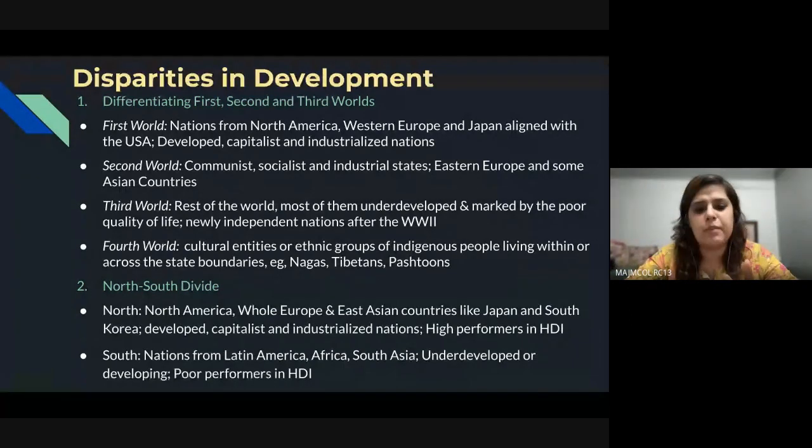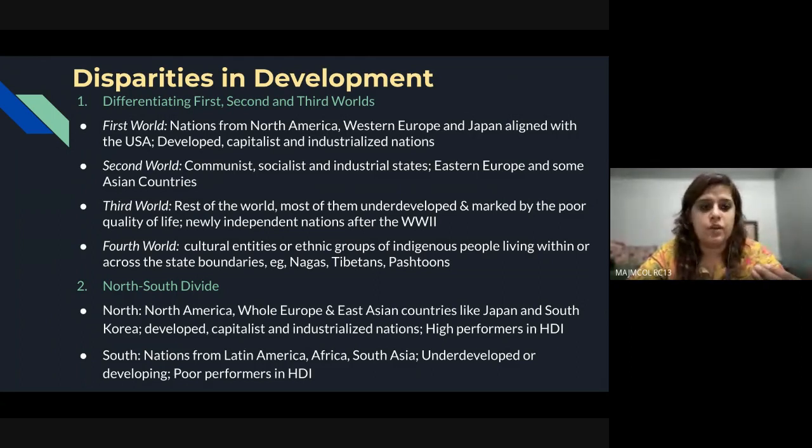And development can be defined by the north south divide as well. North is North America, the whole of Europe, and East Asian countries like Japan and South Korea. Again, they're developed, they're capitalist, and they're industrialized. They also have high performers in the HDI, that is the Human Development Index. And the South, the global South, are nations from Latin America, Africa, South Asia, which are underdeveloped or developing, and they have poor performers in the HDI again. So these are the two parameters on how development can be divided.